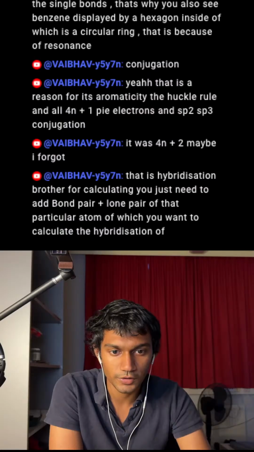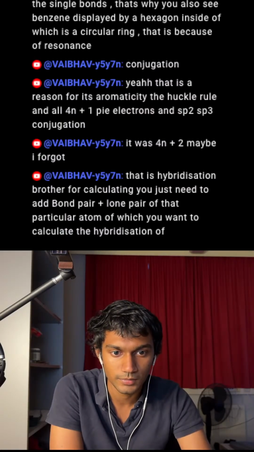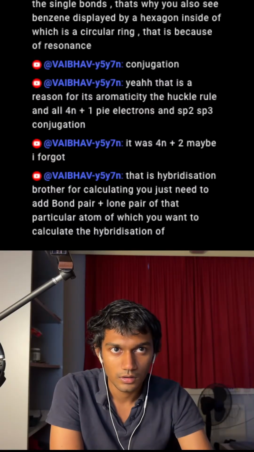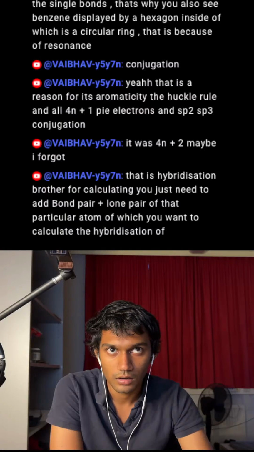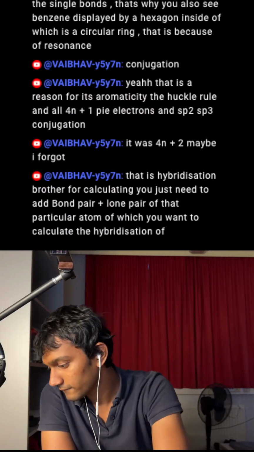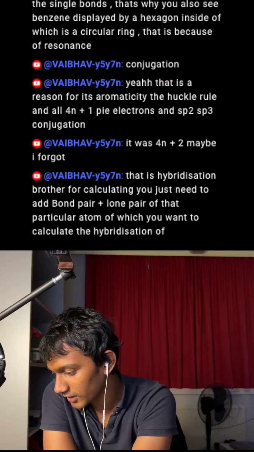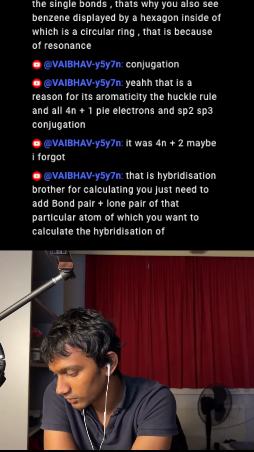That is hybridization, brother. For calculating it, you just need to add the bond pairs plus lone pairs of that particular atom at which you want to calculate the hybridization. Carbon, hydrogen. Again, when you said hybridization, my brain is not coming up with what exactly hybridization is. I might have written it down somewhere. I think it's part of general chemistry.